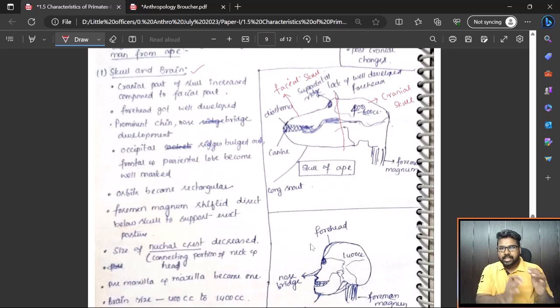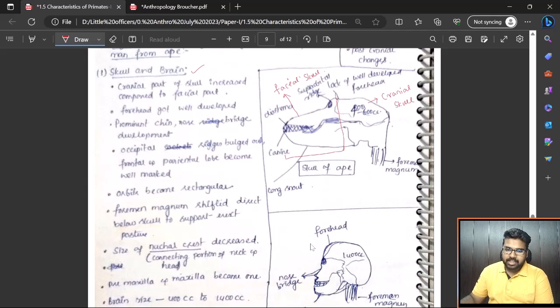Now, in apes, the facial skull is more developed. You can see there are more number of bones because of the protruding jaw. The lower jaw, the entire front portion, is very much protruding. As a result of it, there are more developments in this face. So the facial skeleton or facial skull is more developed in apes than in the man.